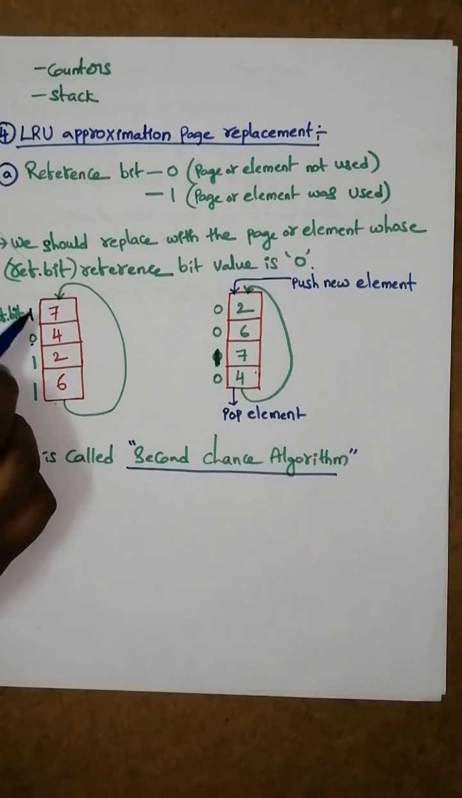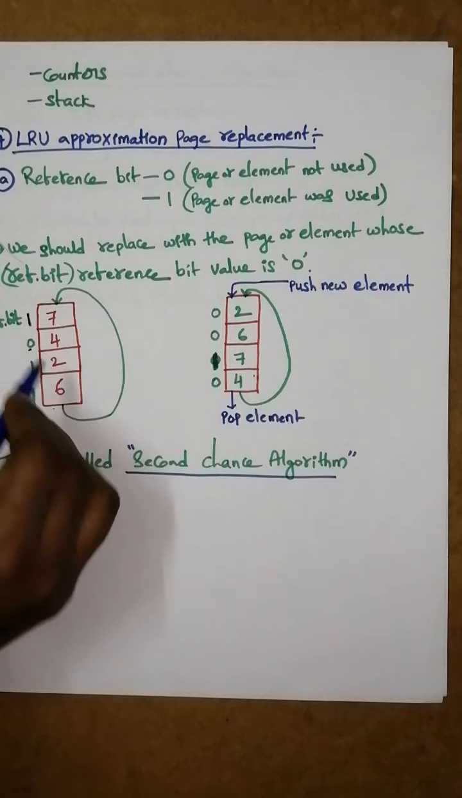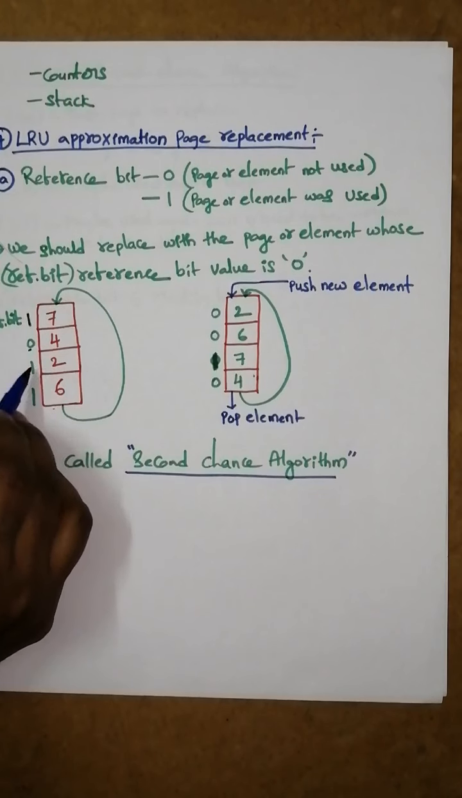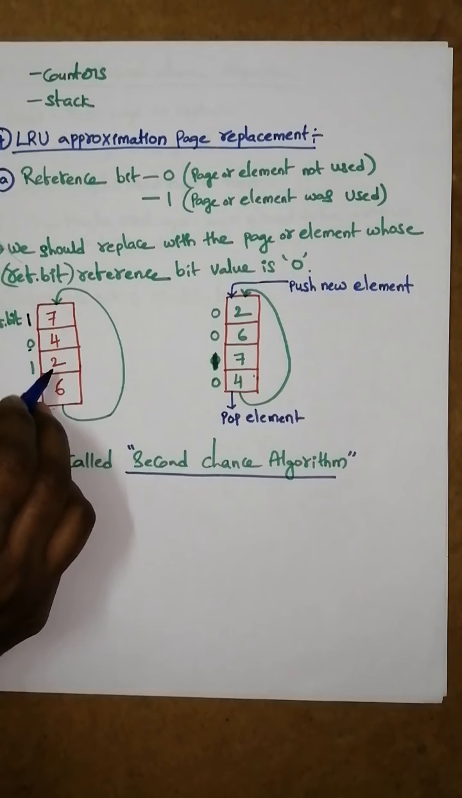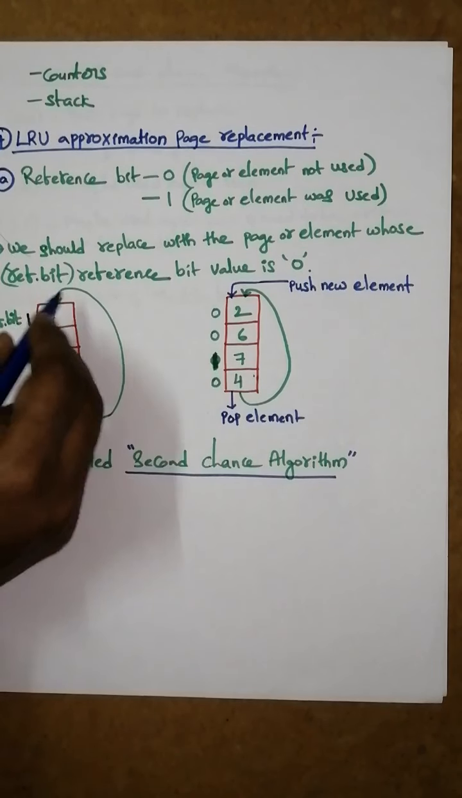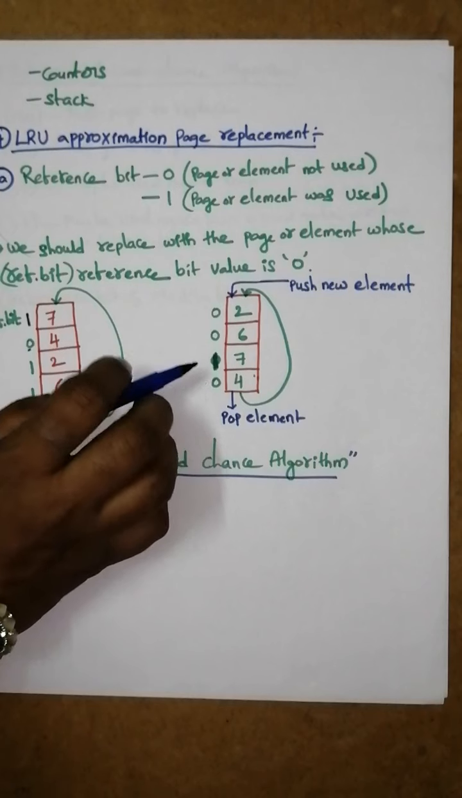7 will not be disturbed because it is above this 4 only. Only 6 will be changing. Now again 2 will come at the end. So I can't remove 2 also because its value is 1. So I'll give a second chance. So that will be moved on top of 6 now. So this is how it will look.